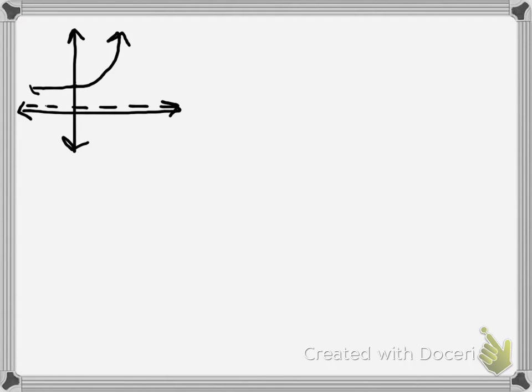Let's take a look at the graph of an exponential function. Exponential functions have a domain of x values greater than or equal to 0. They also go through the point 0, 1. So this point right there is 0, 1. This graph could be any exponential graph. It could be y equals 2 to the x.